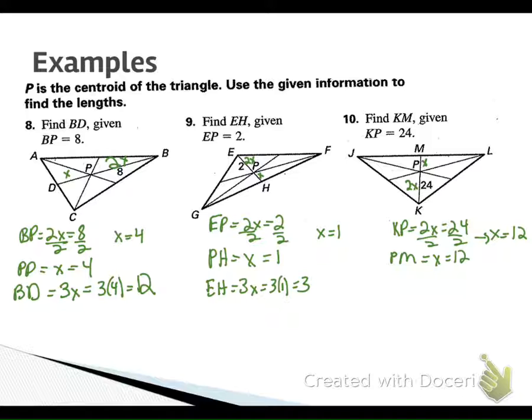And then we want to find the whole length of KM. And we know that the whole median is going to be 2x plus x, which is 3x, which is 3 times 12, which is 36. Thank you, guys.